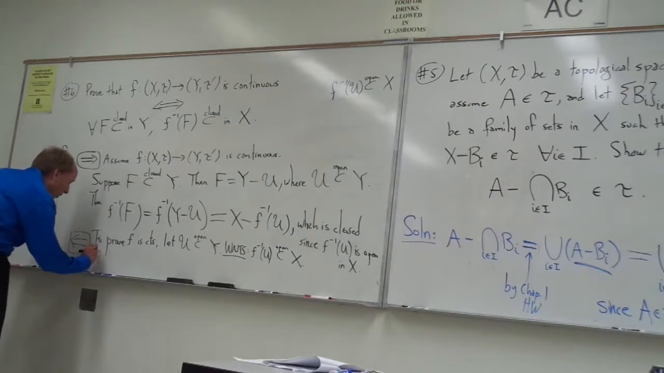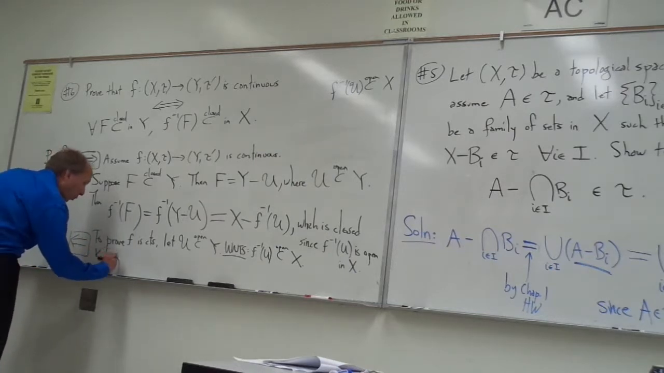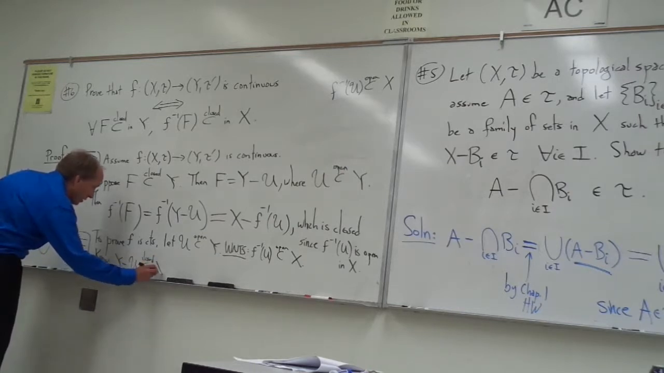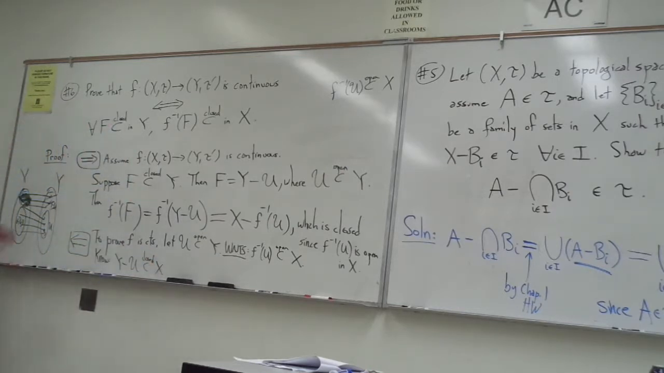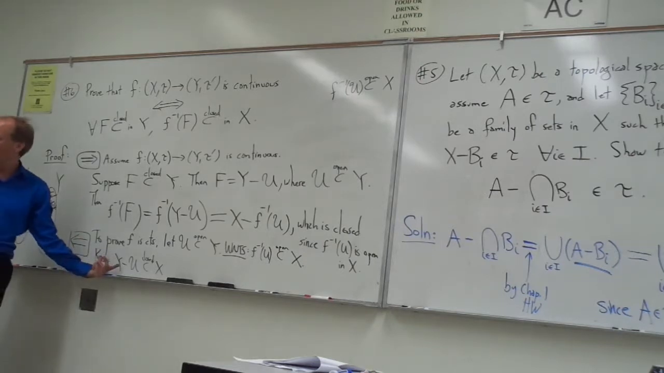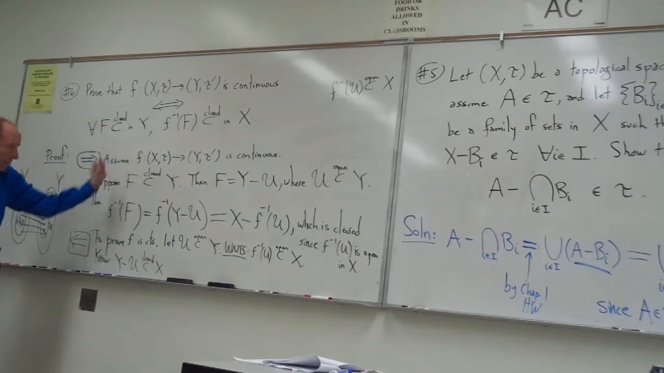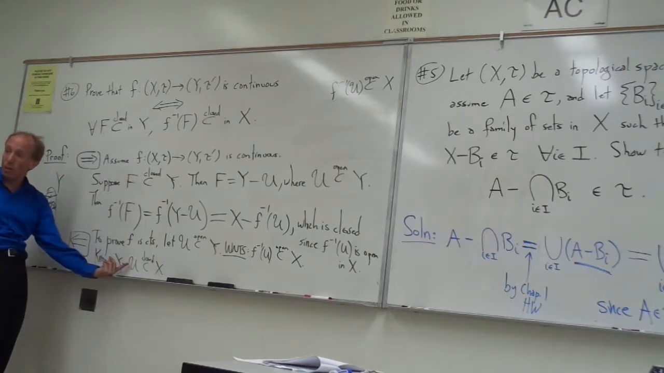So we know that Y minus U is closed in X. It's basically, more or less, reversing what we did before, right? This is like the capital F now, right? So by assumption, the preimage of this is still closed.